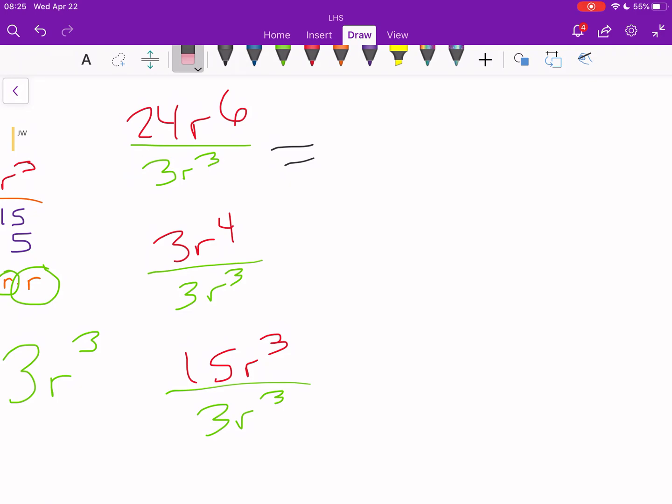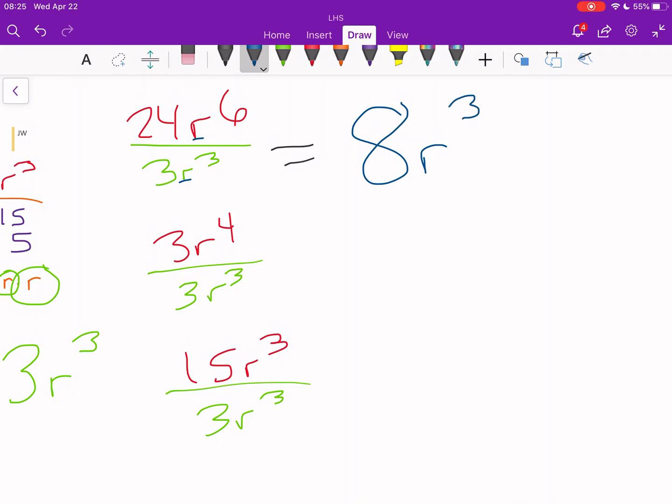I'll divide the big numbers first. If I do that in my calculator, I know I get 8. And here I'm going to do r to the power of 6 divided by r to the power of 3. Okay, if I've got the same base, I know I can subtract my powers. So 6 minus 3 is 3. I've got 8r to the power of 3 left.